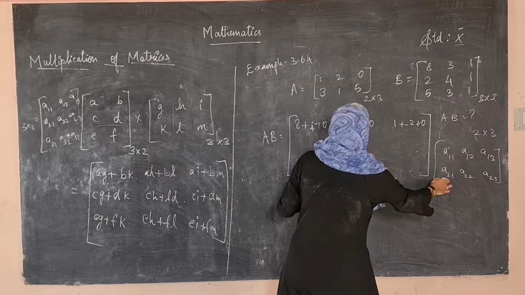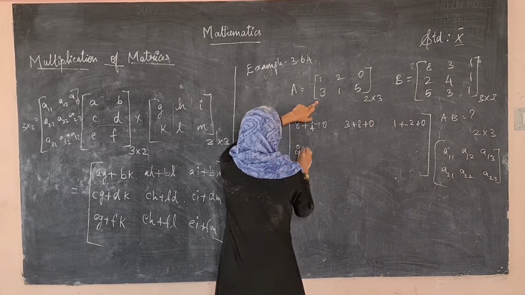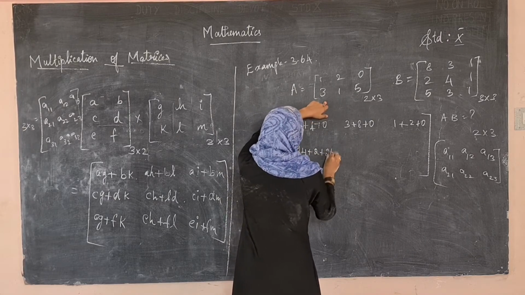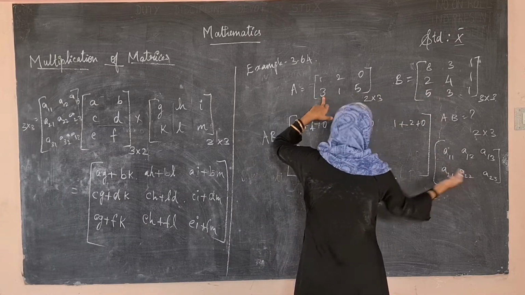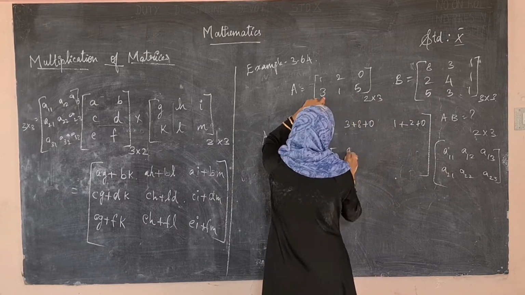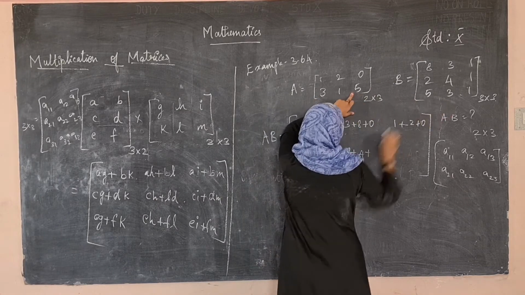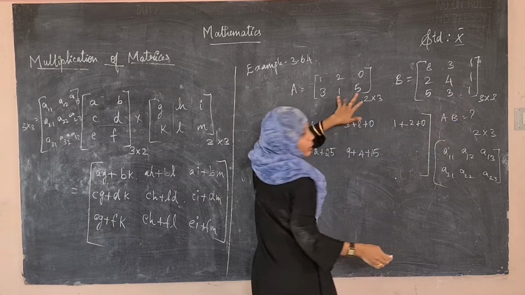And this one is A21. Second row and first column. 8 into 3 is 24, plus 2 into 1 is 2, plus 5 into 5 is 25. Okay, and again second row, second column: 8 2 2. 3 into 3 is 9, plus 4 into 1 is 4, plus 5 into 3 is 15. And again 1 1 1 here, 3 1 5.